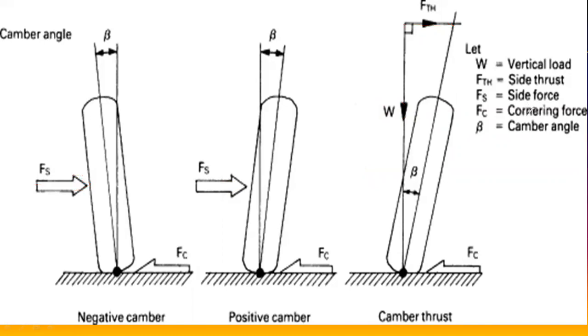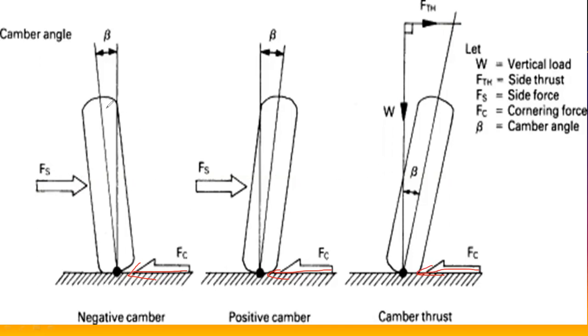Okay. Next, FC, cornering forces. The tire should be placed on the road. The tire surface should touch the road. That is, the cornering forces act on that tire. So the load acts on the corners of the wheel. And next, beta is the camber angle.